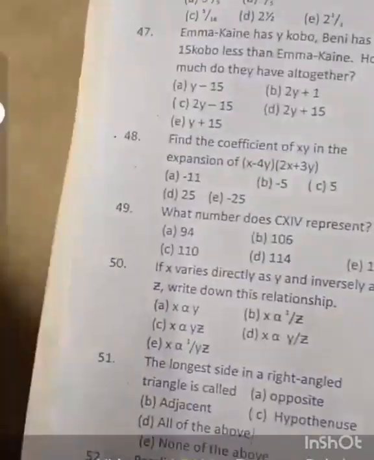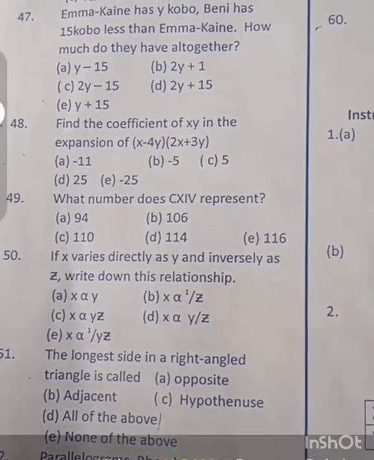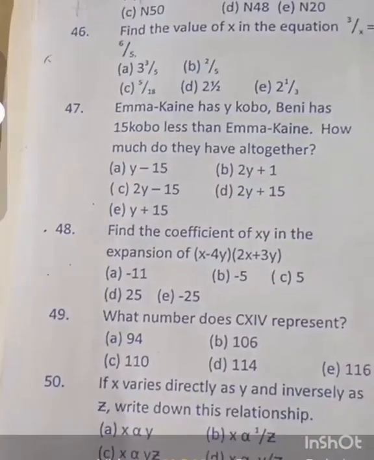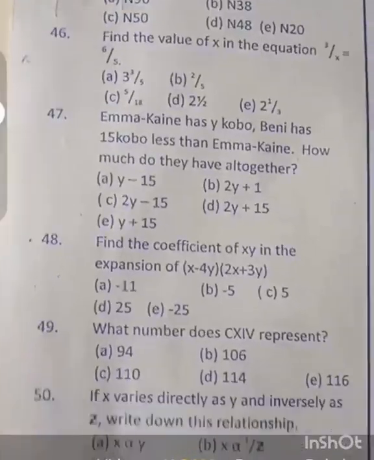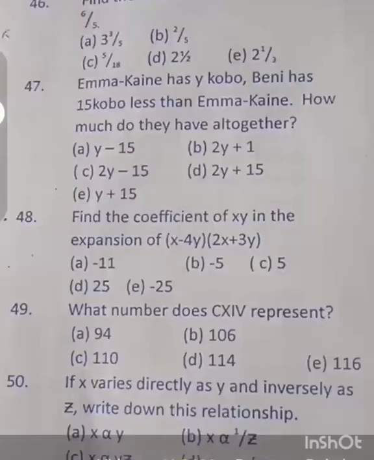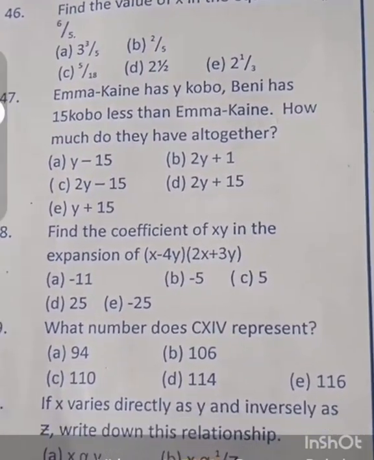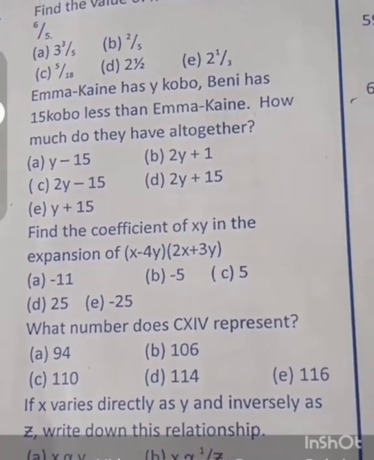So the next question, number 45. Question number 45 says, calculate the simple interest on 600 naira for 2 years at 4% per annum. That is a simple interest question.